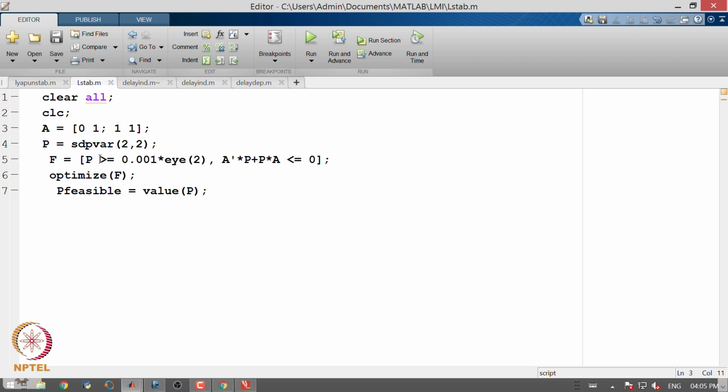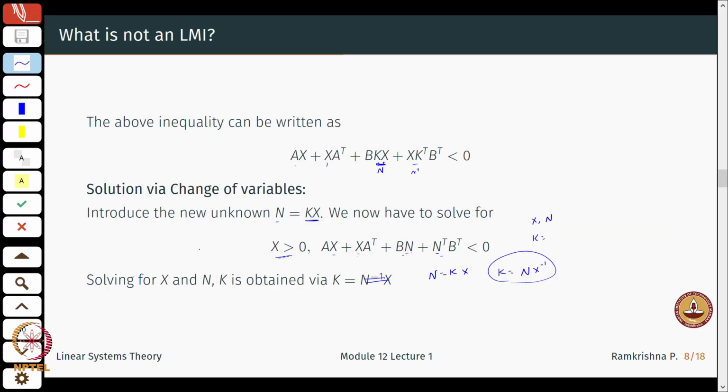Okay, and just to add a threshold, I just put P greater than, or entries of P greater than 0.001. Right. Okay, and this is how you write the little code. Now let us go one step further. So let me just open the slides of lecture 1.